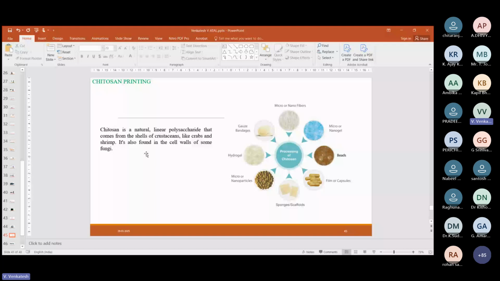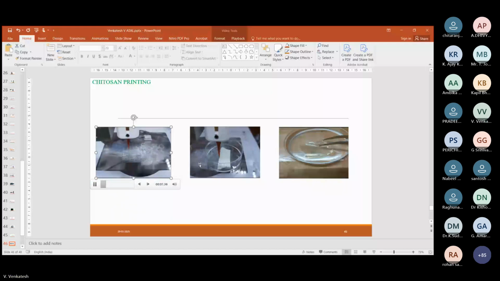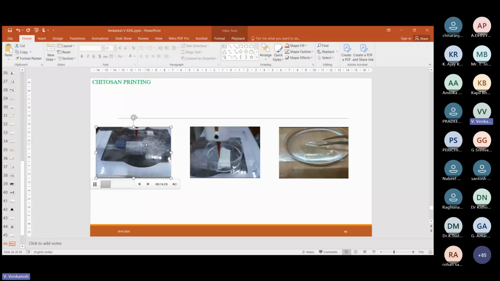And very recently, I made a trial to print. Here in these videos, you can see the printing of chitosan on the substrate of our setup. So this is the first trial that I made. Up to here, the first layer finishes printing. It gets completed, and now the second layer starts to print.